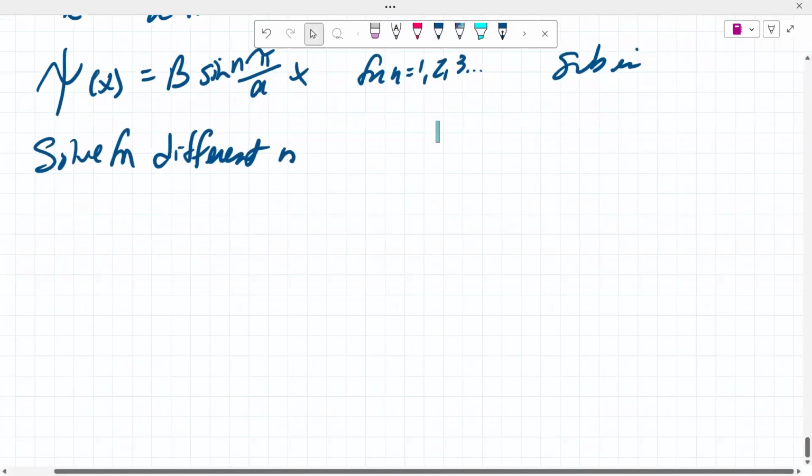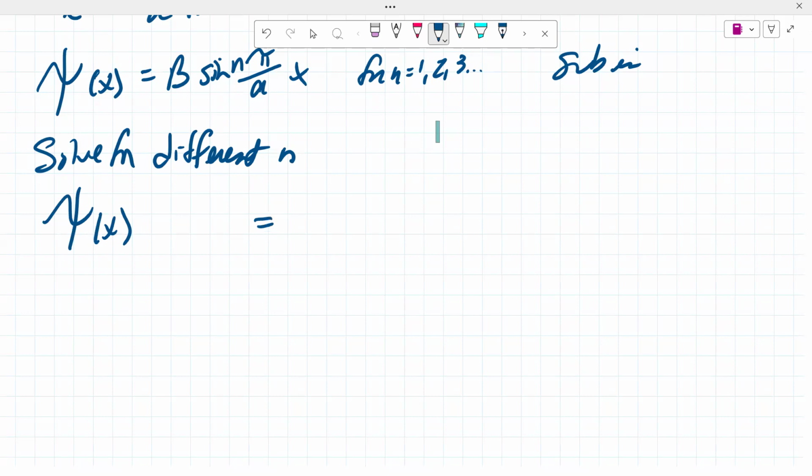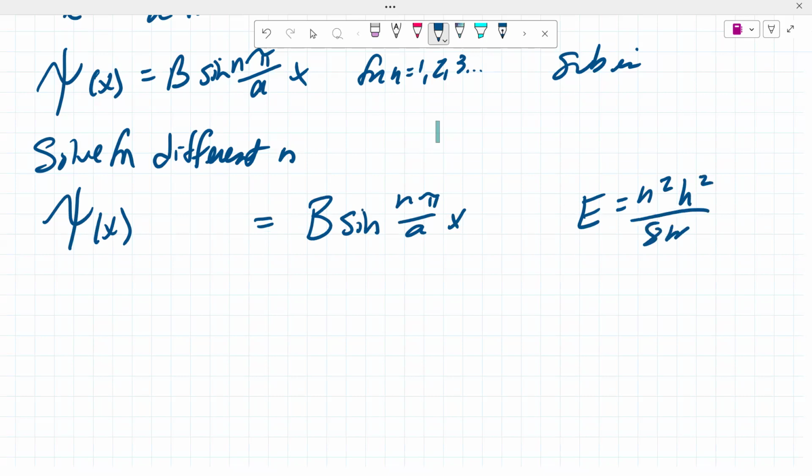So it would be something like this. Here we will have psi of x equals, and I'm going to purposely do it a little bit spaced out, b sine n pi over a x, and E equals n squared h squared over 8ma squared. This is going to be kind of like a little table.